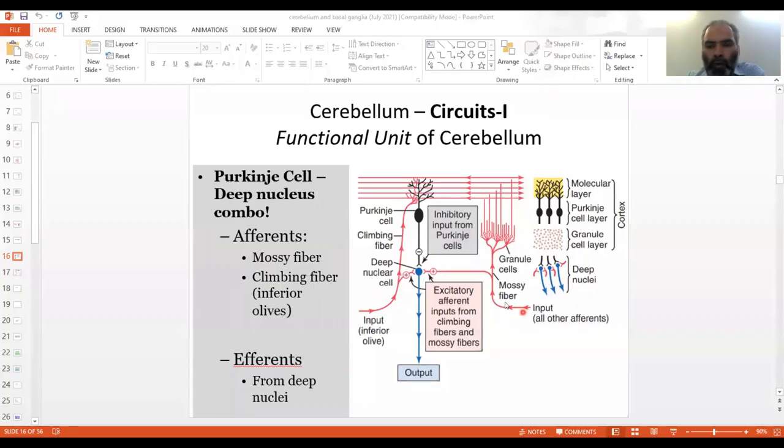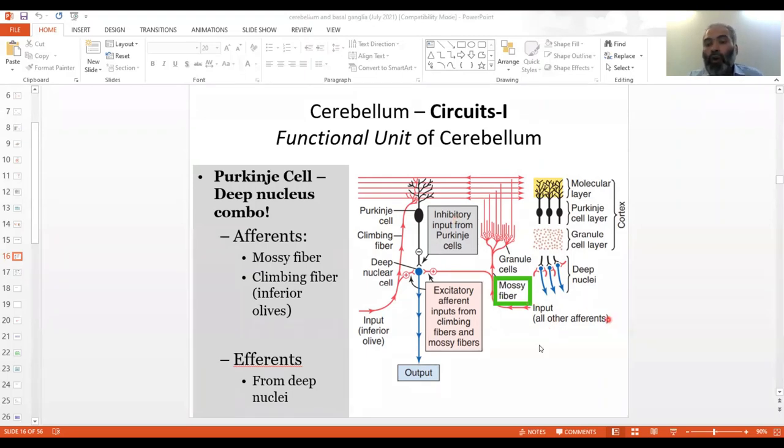Right, now we'll talk about the mossy fibers. Let me just mark it. We are now talking about the mossy fibers. What do they do? Well, first, what is their source? Where are they getting their data from?